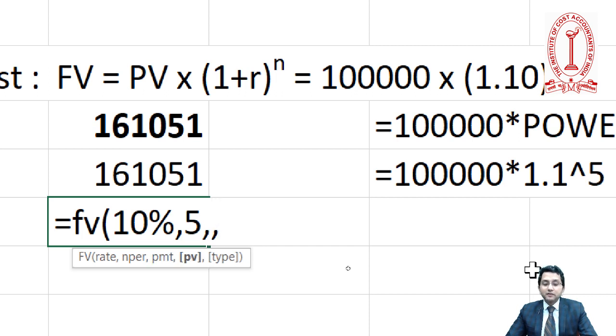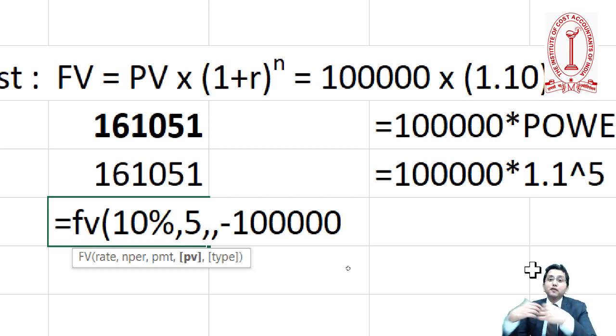Now it is asking present value. That is, how much do you deposit today? So I'll say minus 1 lakh. You will say, minus? Why minus? Minus means outflow. You pay 1 lakh to the bank today so that you receive something after 5 years. So you are paying 1 lakh to the bank. So that's why minus 1 lakh is there.